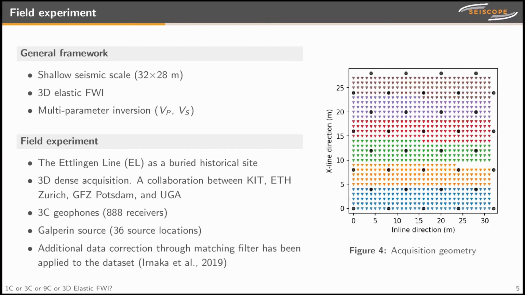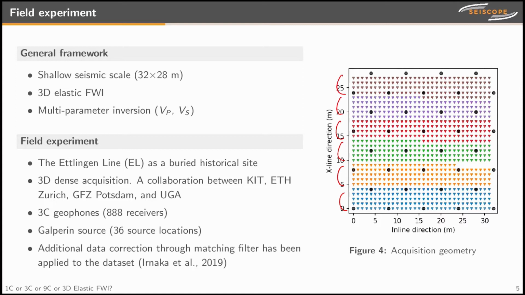In terms of the acquisition geometry, we have in total almost 900 receivers, which can be seen on the figure on the right with the inverted triangles. And you can see there are 6 different colors of the receivers. This is due to the fact that we have limited equipment. Therefore, we need to perform our acquisition part by part.